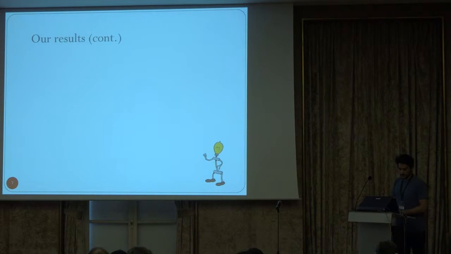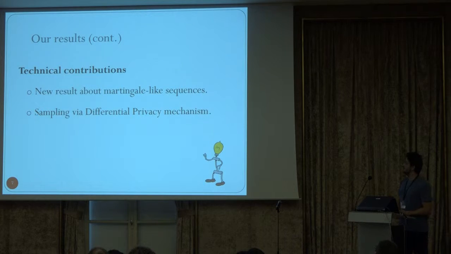So to show this result, we have two technical contributions which we believe can be of broader interest. The first one is a new result about martingale-like sequences, which I'm going to discuss at length. The second one, which I'm not going to have time to talk about in this talk, is a sampling technique that uses differential privacy. So for those who are familiar with differential privacy, coin flipping doesn't really have any privacy or differential privacy concern. Rather, we use differential privacy as a tool in our attack.